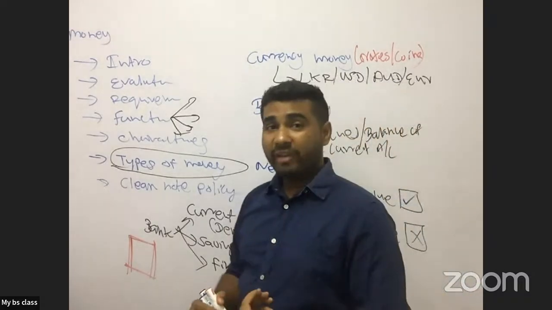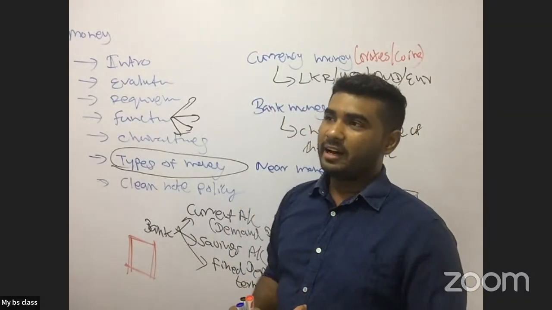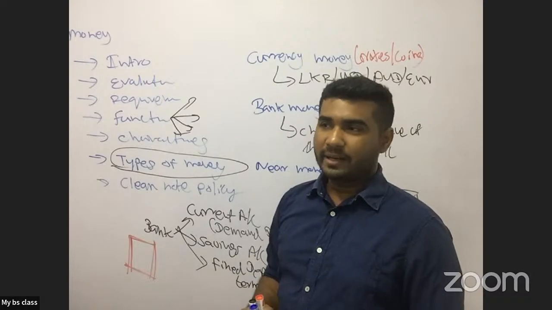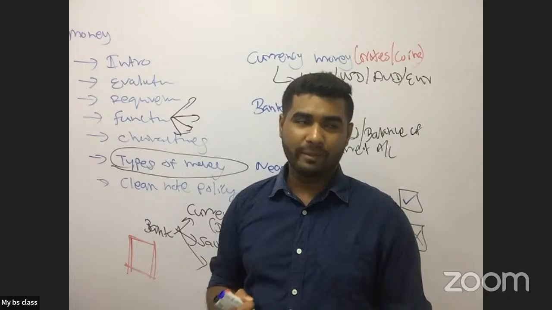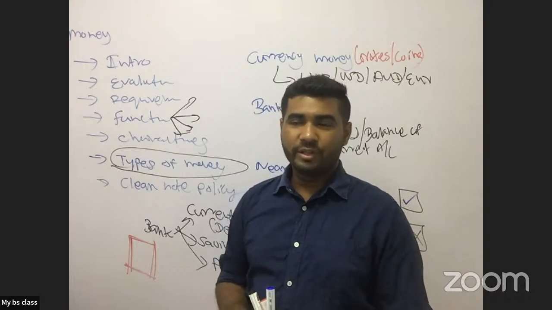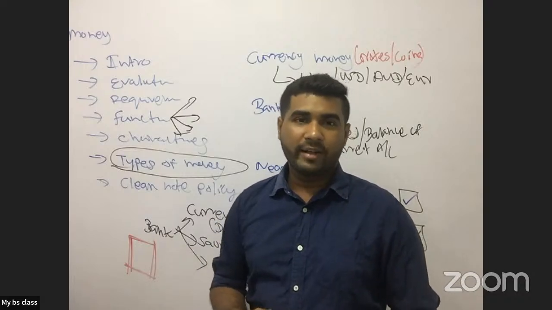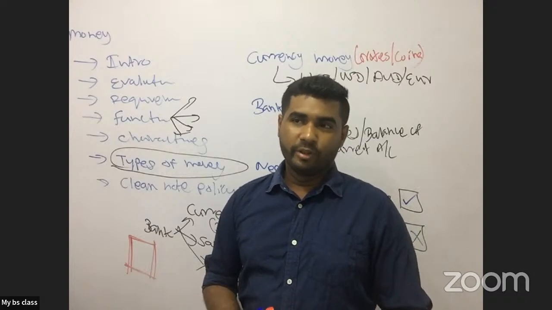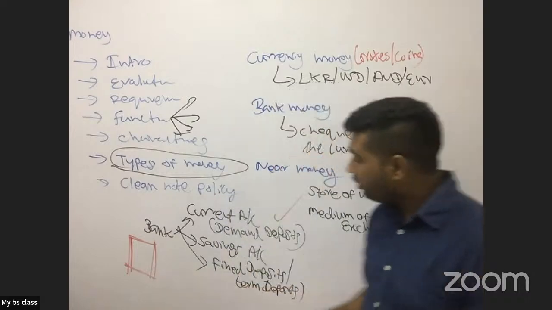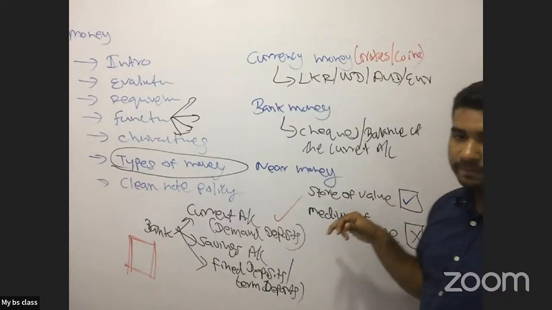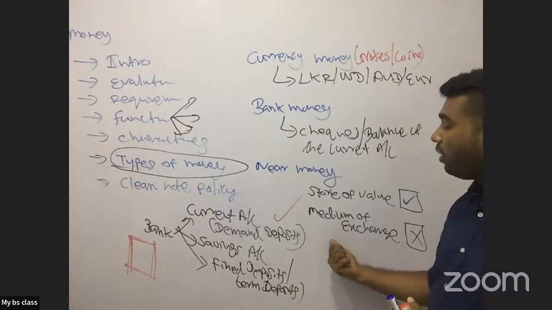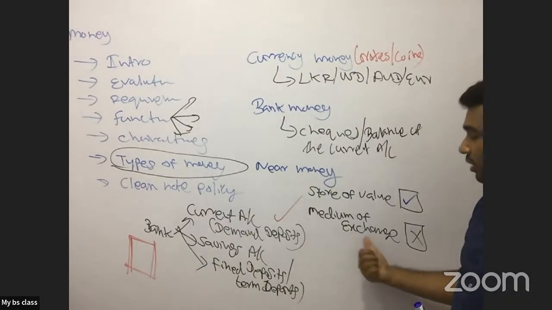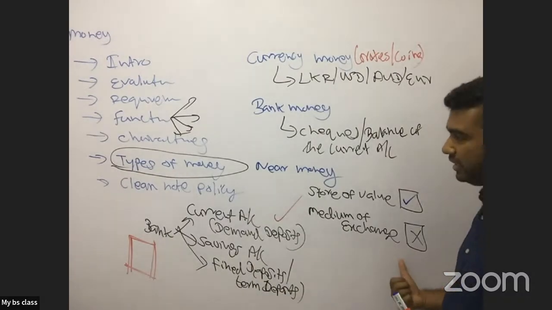There are some ways that you can save money. For example, treasury bills, treasury bonds, commercial papers. Those are ways of storing your valuable money. In those cases, you can perform the function of a store of value, and you can easily convert them into cash, but they will not be accepted as a medium of exchange.